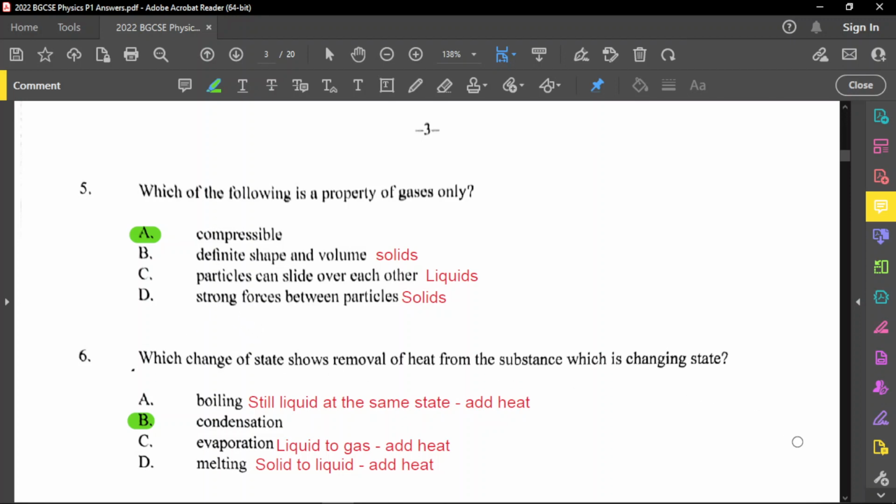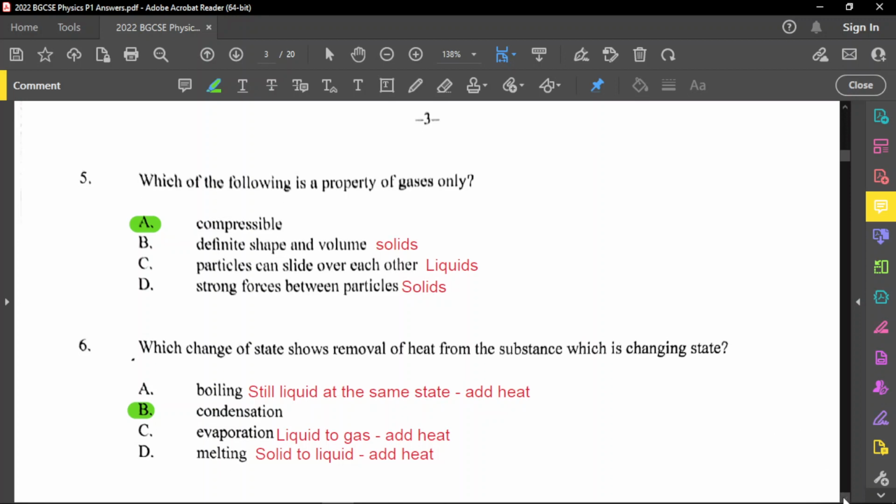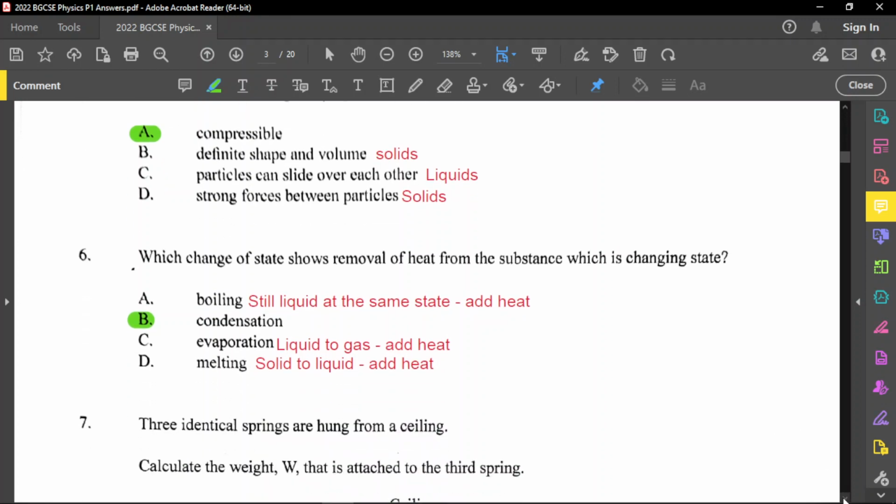So you just see the relative questions that you need to review for your exam. As a matter of fact, the questions will touch on pretty much every aspect of the syllabus. I will only explain the questions that I think need to be explained. For number 6, it says, which change of state shows removal of heat from the substance with a change in state? So you're looking here at removal of heat and also a change in state.